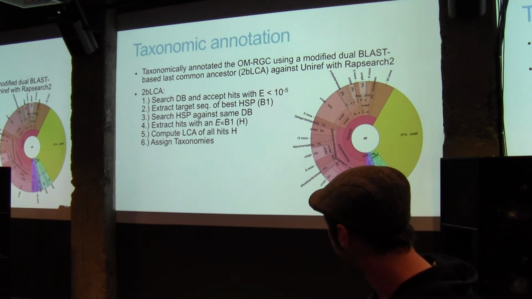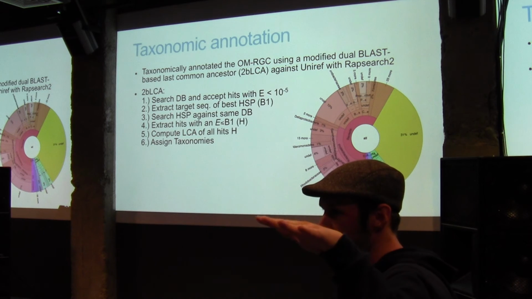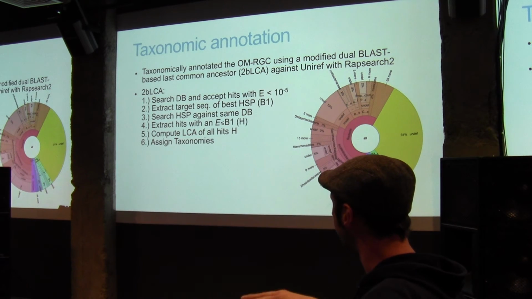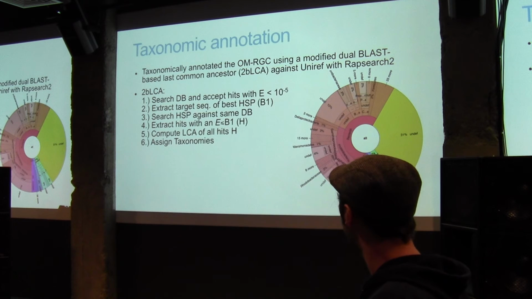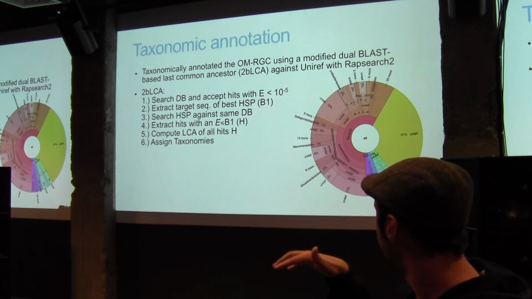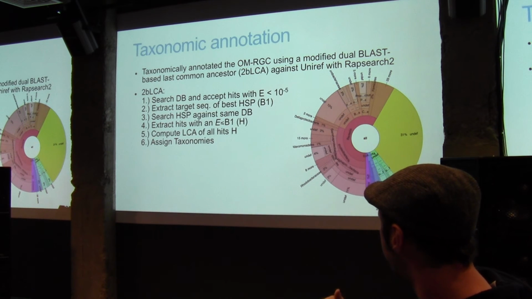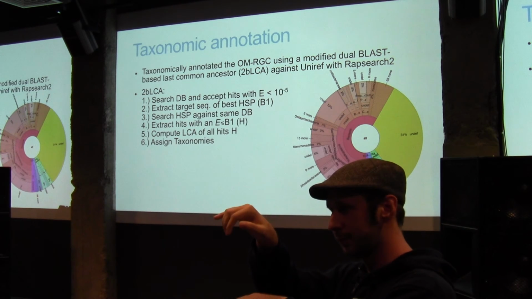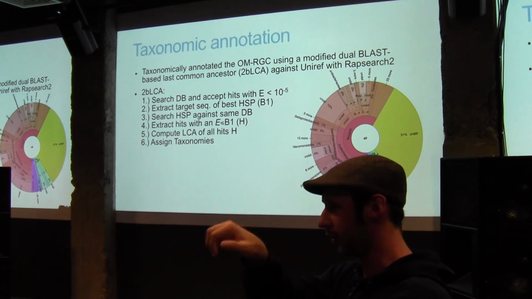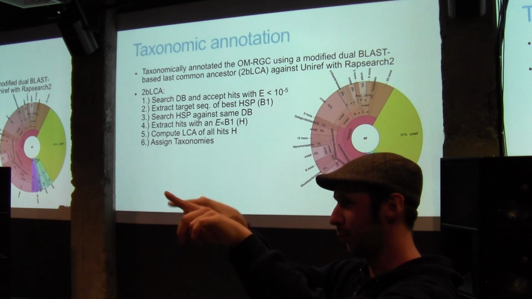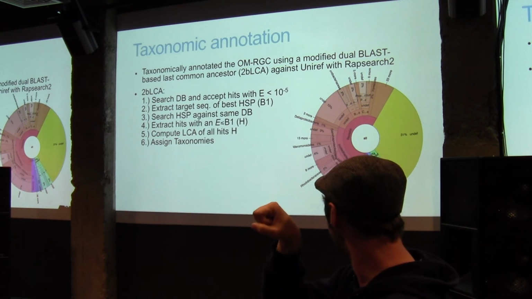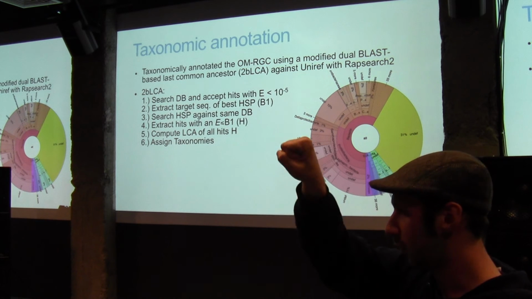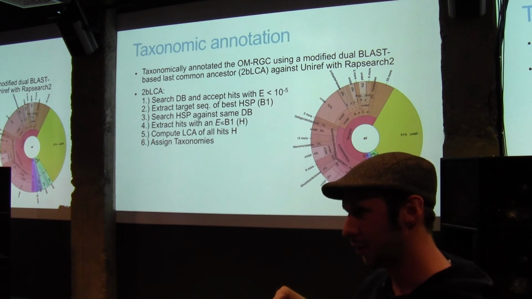And the protocol works the way that you search these 40 million sequences against, for example, UniProt. Then whenever you find a hit with an e-value better than 10 to the minus 5, you extract the alignment. So you extract the target alignment sequence, so you have the start and end position, so you take this part out. And then you search with this part against the same database again.